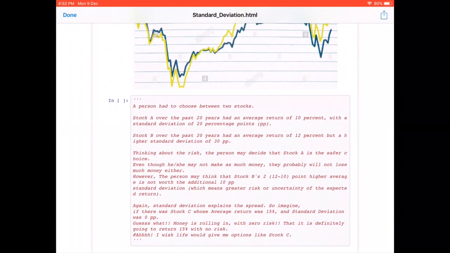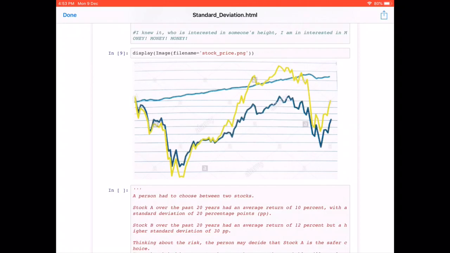Again, if I had in my life a third option, stock C, and stock C's average return was 15% and the standard deviation was 0 percentage points, that means all the time it would give me 15%. Guess what? My money is rolling in and in and in with zero risk. It is definitely going to return 15% with no risk. I just wish all stocks were like that and I would have been a millionaire by now. But that's not how life is. But you get the point. When standard deviation is zero, that means it is certain that it will be within this value, right? So for example, continuously 15%.